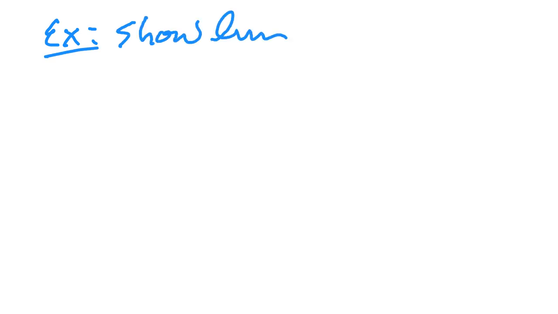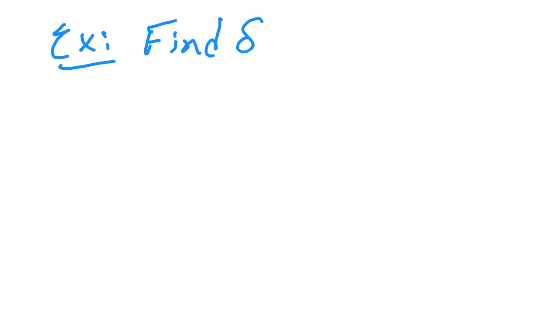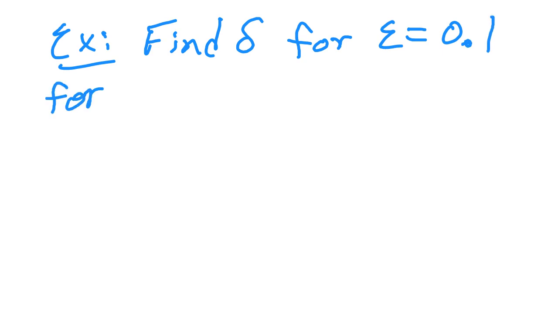Show the limit holds. Excuse me, let me do section 1.4. Find delta for epsilon equals 0.1 for the limit, same one. The limit as x approaches 2 of x plus 3.